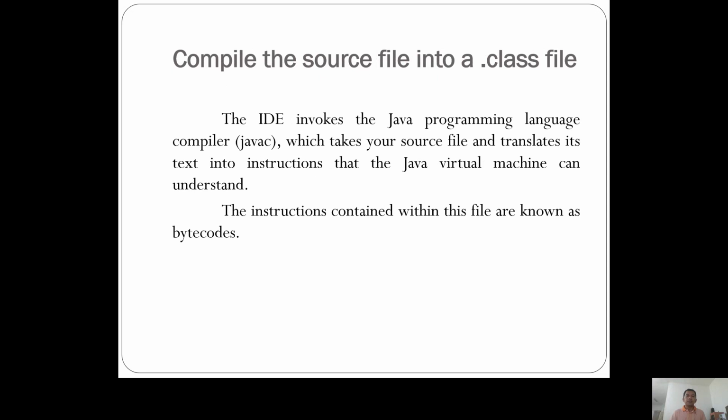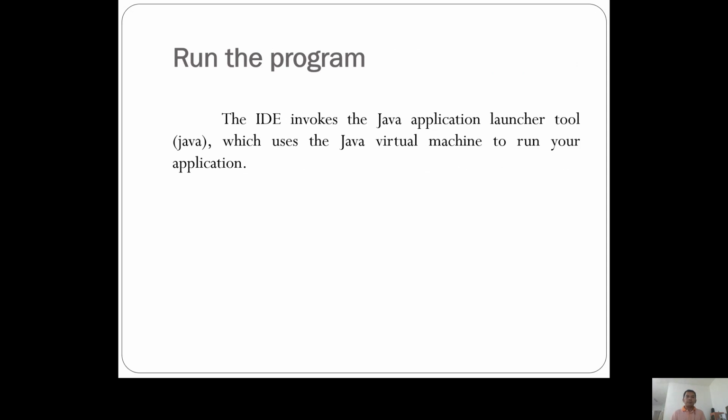The IDE invokes the Java programming language compiler, or javac, which takes your source file and translates it into instructions that the Java virtual machine can understand. The instructions contained within this file are known as bytecodes. Run the program. The IDE invokes the Java Application Launcher tool, or java, which uses the Java virtual machine to run your application.